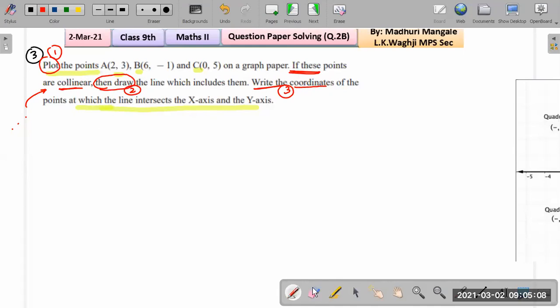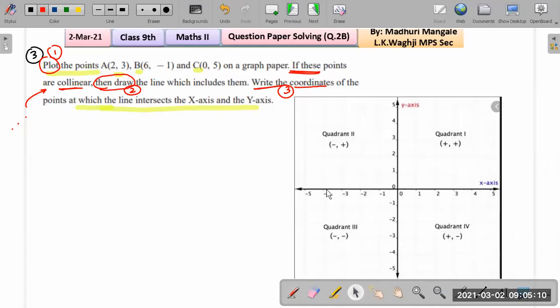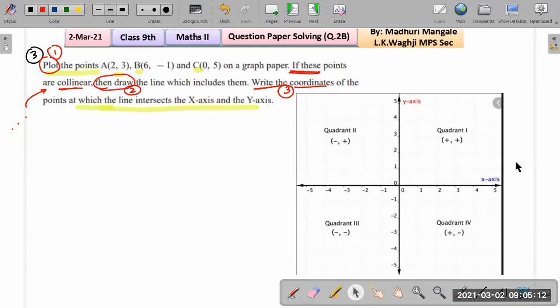So let us plot these points. I have the graph paper ready over here. The first point is A, 2 comma 3. So x is 2, y is 3. We start at x axis at 2, and then y equals 3, so move 3 steps up, 1 2 3 over here. So this point is 2 comma 3.